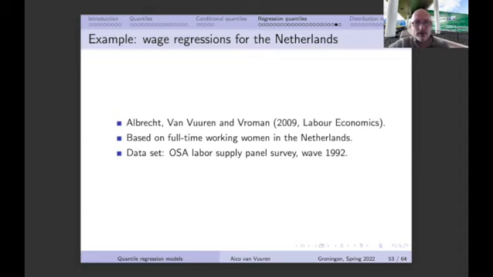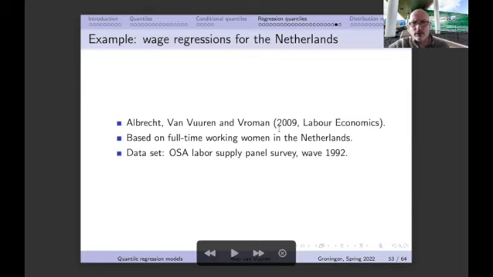Well, actually the people that started in the mid-1980s are quite old now. Probably they're not working anymore. But there is some replacement, so most of the people that are now in the panel probably didn't start in the mid-80s. I could have, of course, looked at many different waves, but I'm going to look here at the wave of 1992. That's also what we did in this paper.